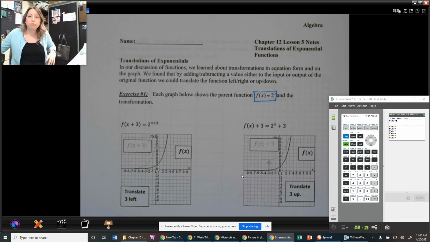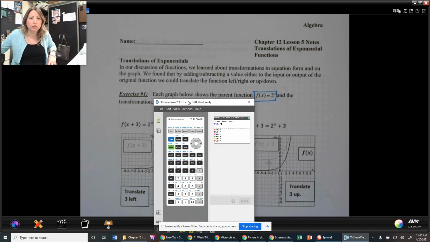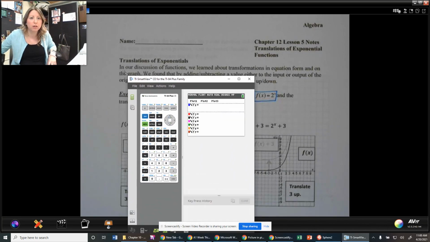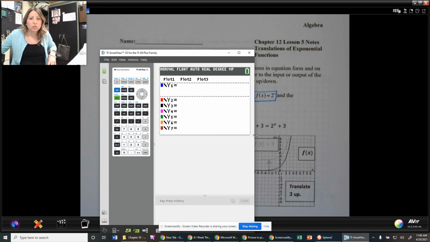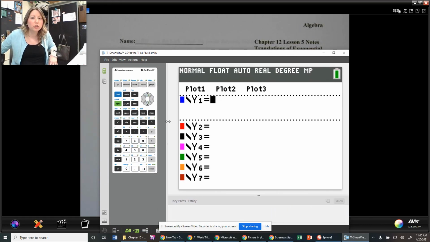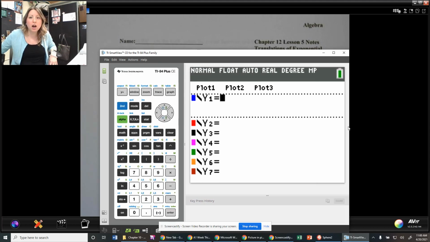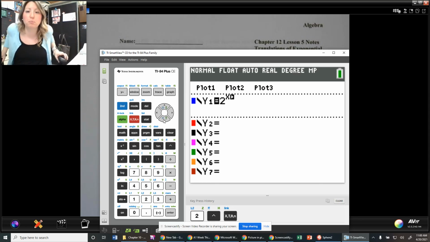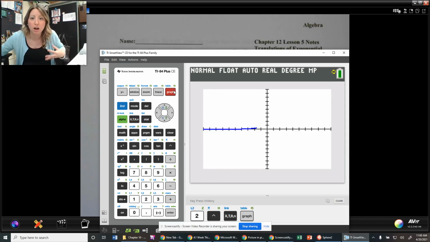So on my screen right now, I have my color graphing calculator. I'm just going to make it a little bit bigger so that we can see what I'm talking about. To start, I am going to type in 2 raised to the x power, which is my very basic parent function of my exponential functions. This is our classic doubling function. We're just going to remind ourselves what this looks like on the graph.